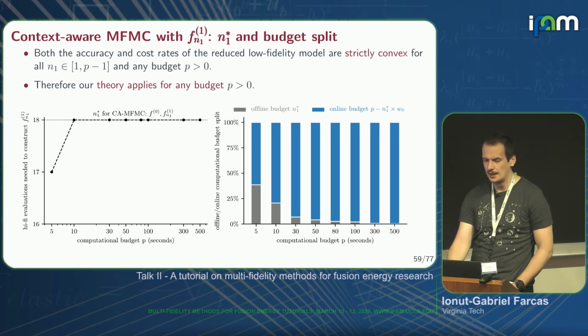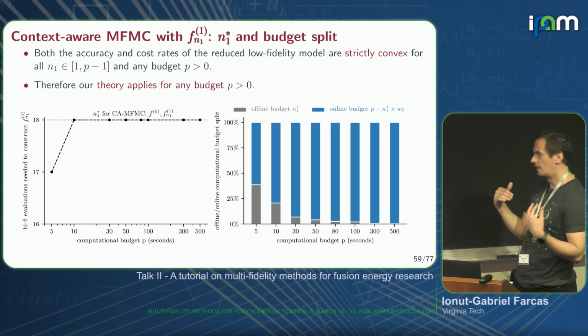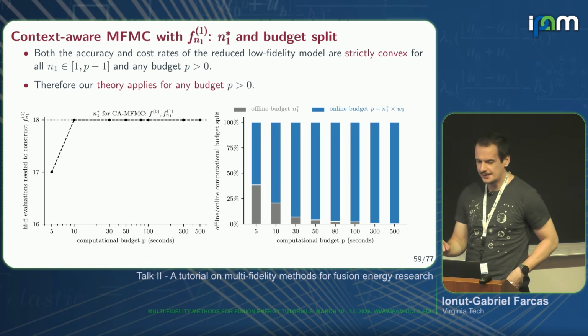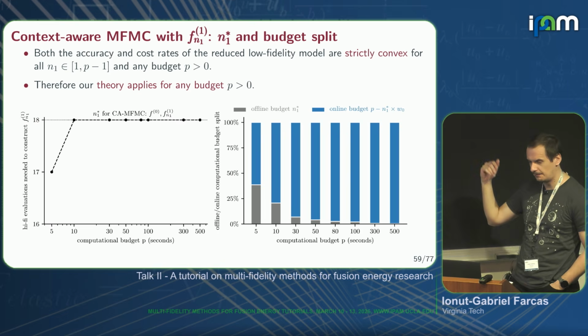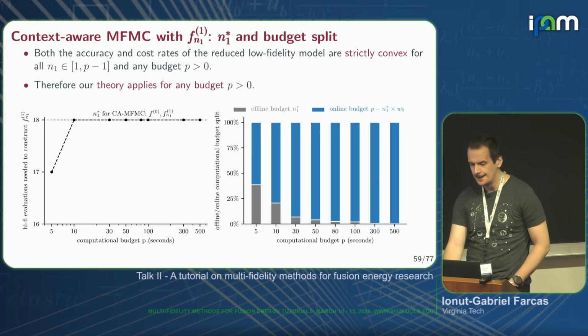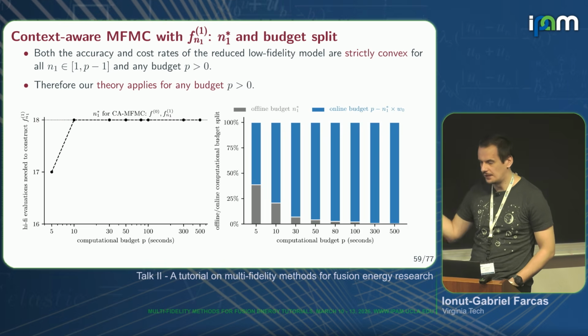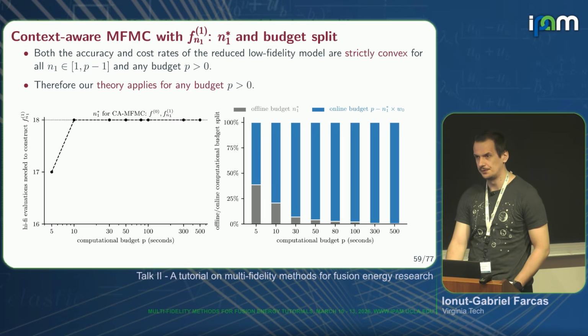And on the right, I show you how the budget evolves offline versus online. By offline, I mean the N1 samples that I need to construct the low-fidelity model, and online meaning what I use for sampling. And as we expect, as we increase the budget, most of it will actually be used for online computations because N1 star is bounded.